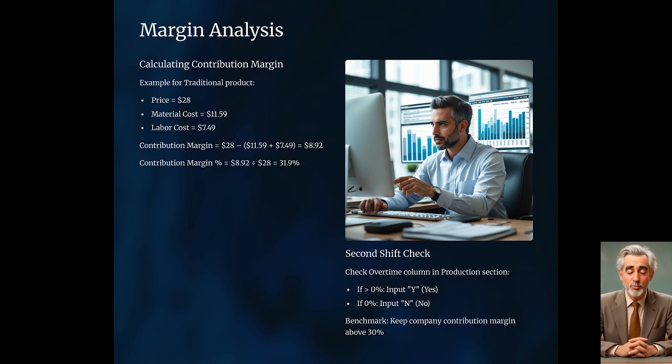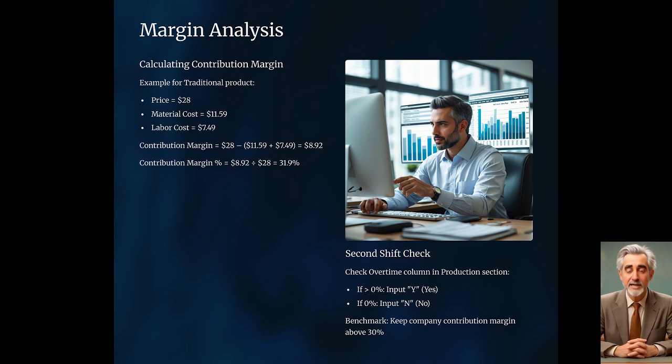Contribution margin equals price minus material cost plus labor cost, equals 28 minus (11.59 plus 7.49), equals $8.92. Contribution margin percent equals 8.92 divided by 28 equals 31.9%. CapSim's general benchmark: keep your company's contribution margin above 30%. That allows you to stay cash positive and competitive.